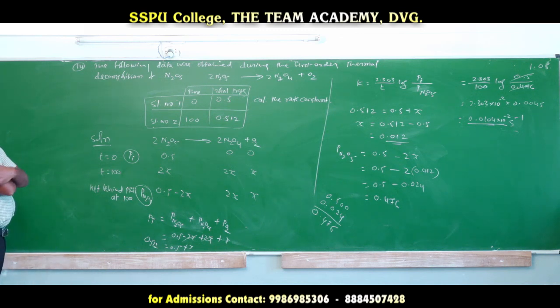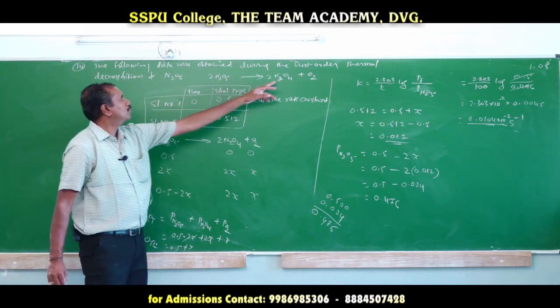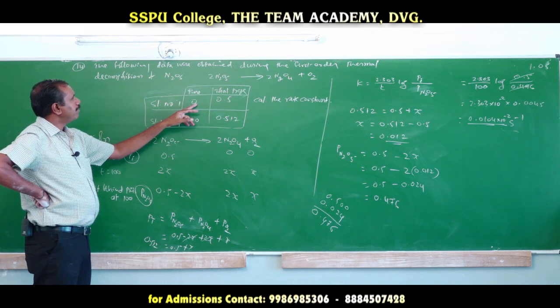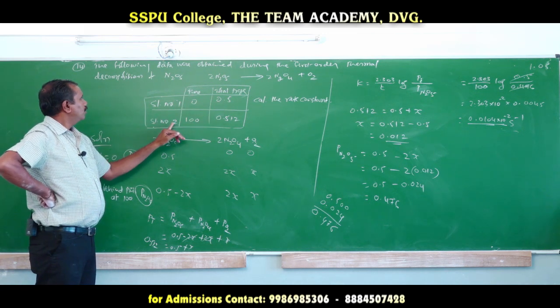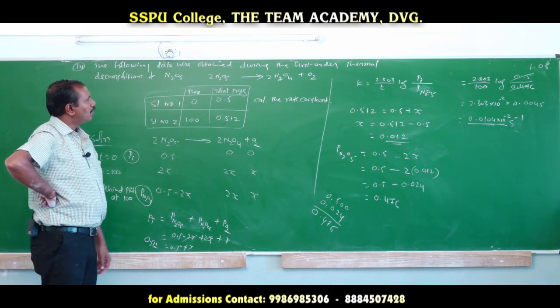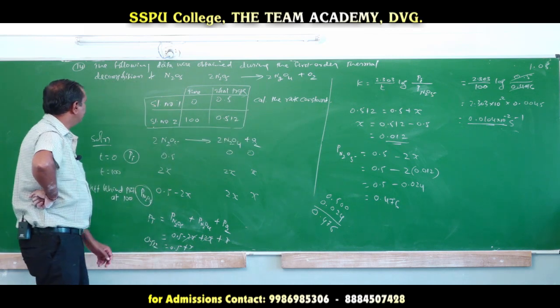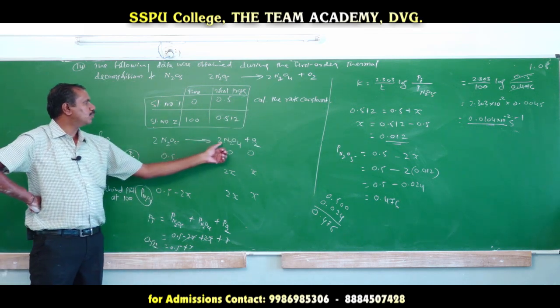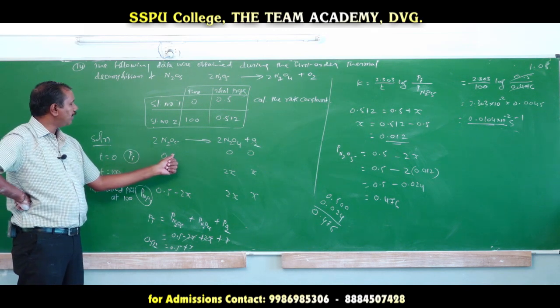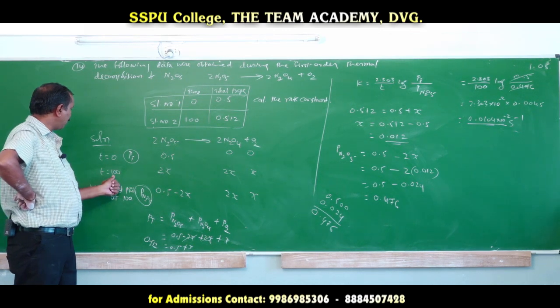The following data were obtained during the first order thermal decomposition of N2O5. N2O5 becomes 2 N2O4 plus O2. Serial number 1, time in seconds 0, total pressure is 0.5. Serial number 2, time is 100, total pressure is 0.512. How do we find the rate constant? So 2 N2O5 becomes 2 N2O4 plus O2. The initial pressure is given, that is 0.5. Then the pressure at 100 seconds.